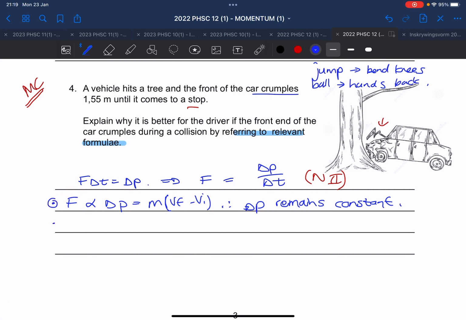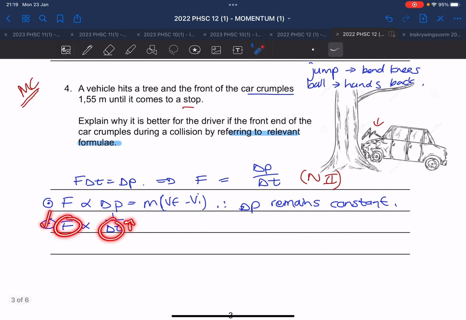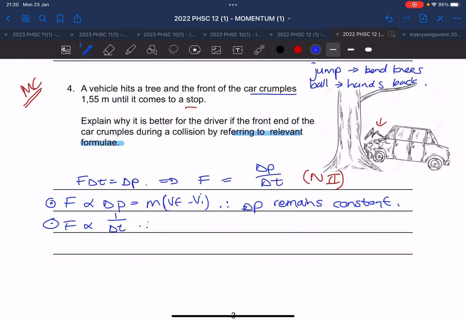Then if we look at the time, we see that time is at the bottom. So the force is inversely proportional to the time. What does that mean? It means if the time increases, the force decreases. They're inversely proportional to one another. So when this crumbles, it means the car takes longer to come to a stop. If it doesn't crumble and it just stops, then it's a split second. But if it crumbles, then it takes maybe 5 seconds. Or when you bend your knees when you jump, you increase the time it takes to come to a stop. If you just keep your knees straight, then you'll come to a stop immediately, but it will be very tough on your knees.